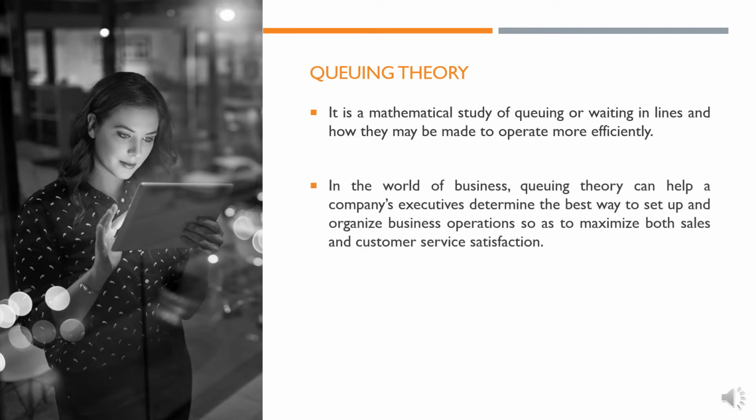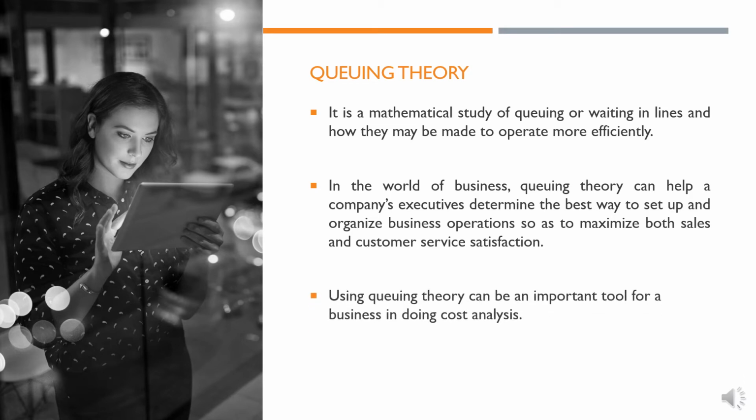In the world of business, queuing theory can help a company's executives determine the best way to set up and organize business operations so as to maximize both sales and customer service satisfaction. Using queuing theory can be an important tool for a business in doing cost analysis. Businesses use information from queuing theory in order to set up their operational functions so as to strike a balance between the cost of servicing customers and the inconvenience to customers caused by having to wait in line.